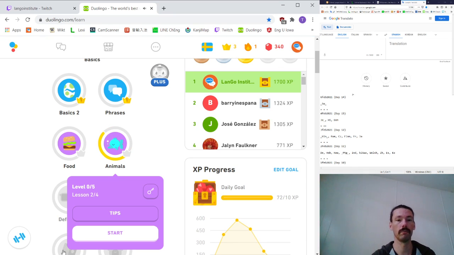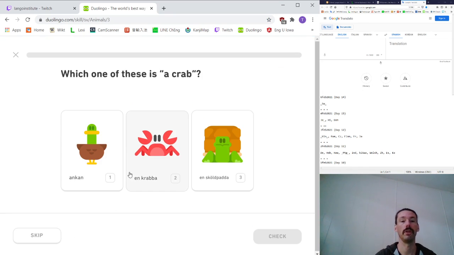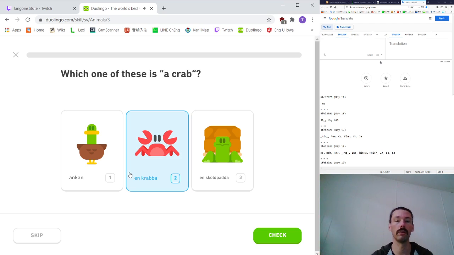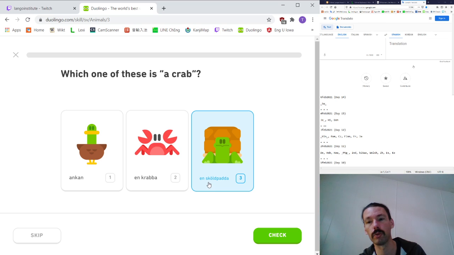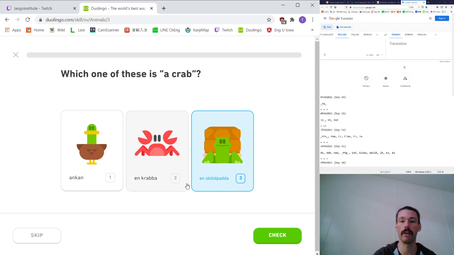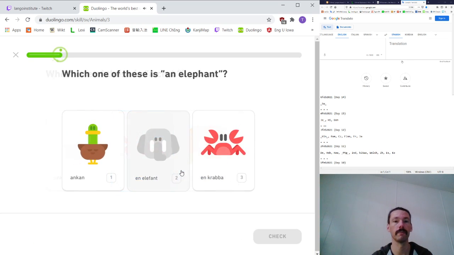Halfway for this one. Swedish animals. En krabba. Krabba. Ankan. En sköldpadda. Sköldpadda. Note the really unusual to us SK sound. Letters S and K give a sh sound. En krabba. En sköldpadda.